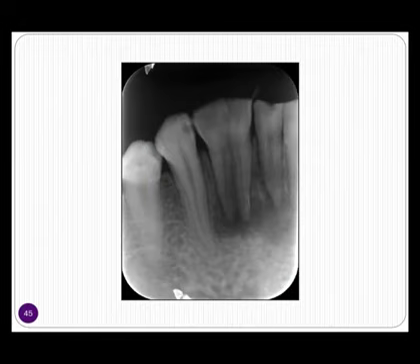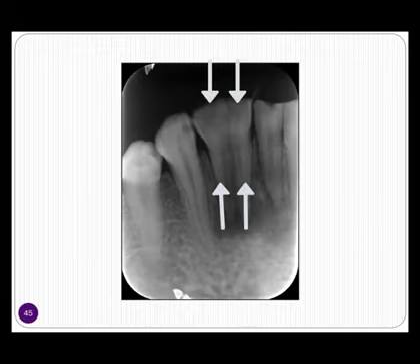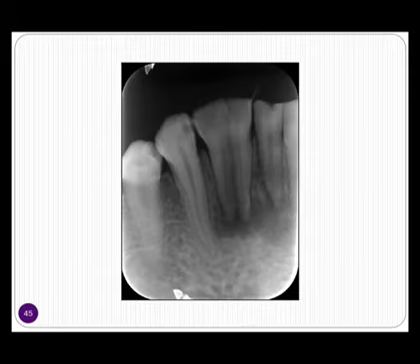Take a look at this x-ray. Based on what you've learned so far, do you believe this is a fusion or a gemination? This is a case of fusion. I can tell that because there are two heads separated by a groove and two distinct roots with two pulp chambers.